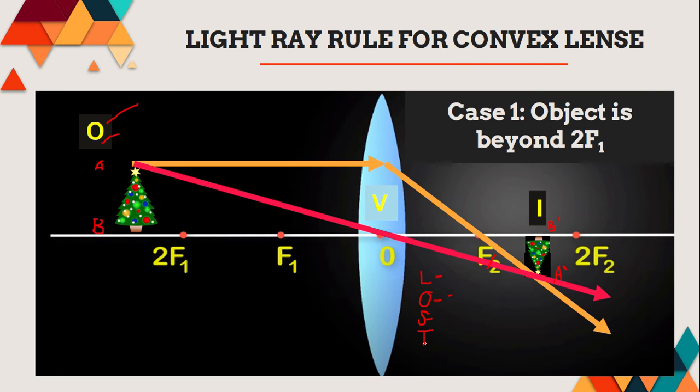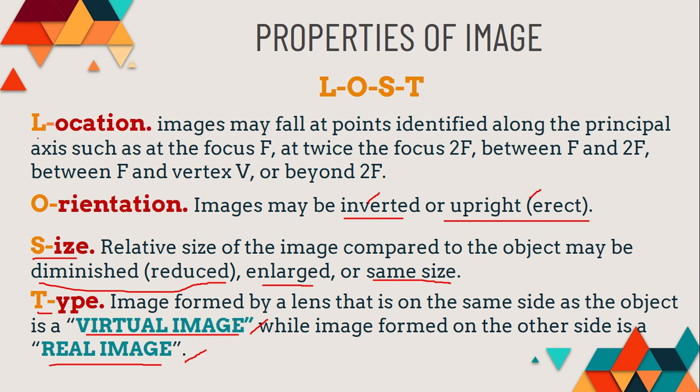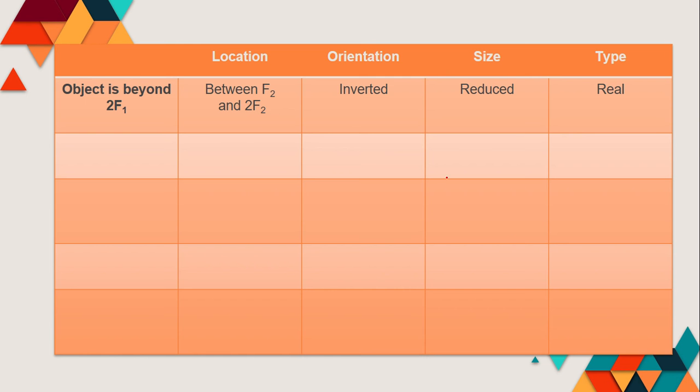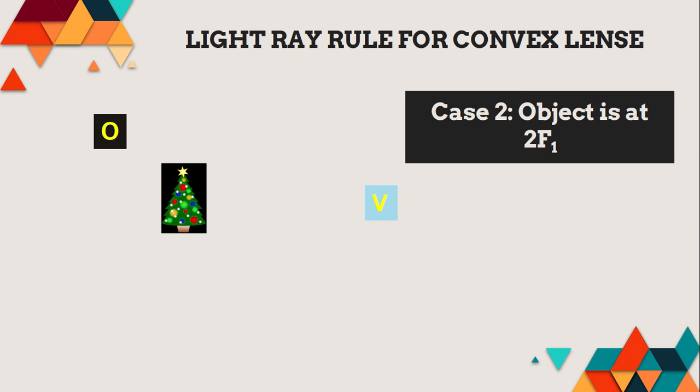The other one is T or type. Ano yung type niya? Is it virtual or real? So, siya ay isang real. Lagi natin tatandaan, kapag inverted ay real image, kapag naman virtual ay upright image. So, ilalagay natin yan. Meron tayong table. So, yung object is beyond 2F1. So, saan siya nakalocate? Between F2 and 2F2. Anong kanyang orientation? Inverted. Anong size? Reduce. Anong type? Real. Alright, next.